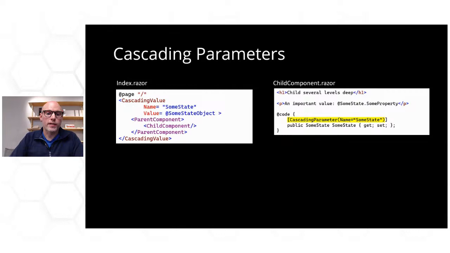So we define those with the cascading values, we give it a name, and we set the value of it. And then later in any child component that is deeper in the hierarchy, we can use the attribute cascading parameter and just specify the name and use that as a regular state deeper. So if you're used to React, this would kind of be like a context that you can pass and get data all the way down.